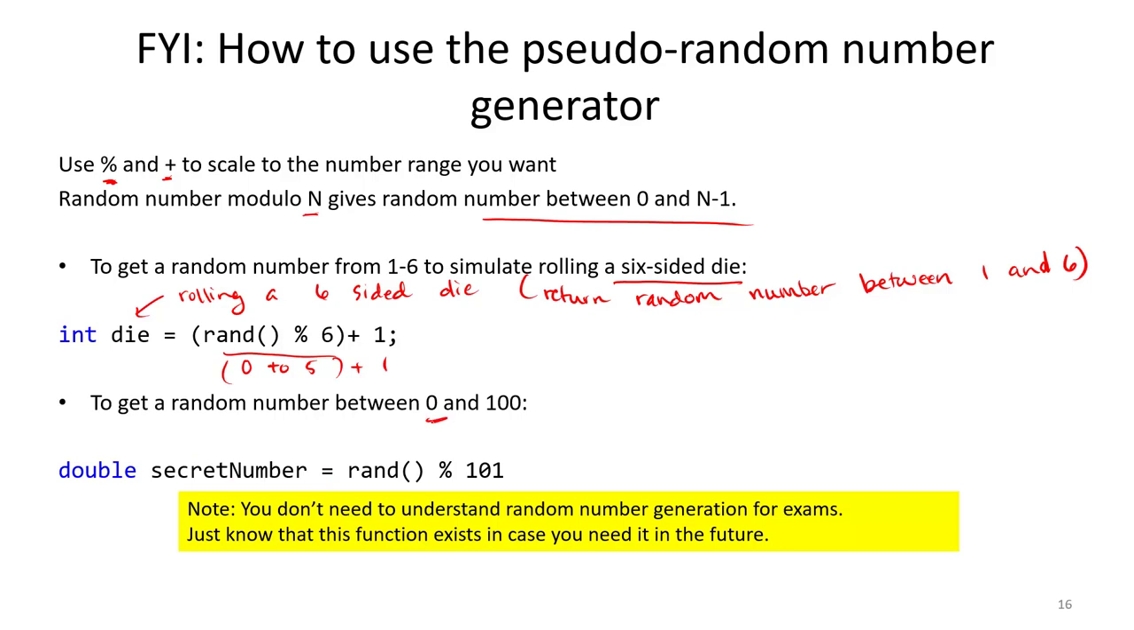Similarly, if we wanted to get a random number between 0 and 100, maybe we were making a number guessing game, then we could say rand ampersand 101. So once again, I'm providing this information to you more for your own reference in case you ever do need to write programs that use random numbers. These can be very useful for debugging, but just know that these functions exist in case you need them in the future.